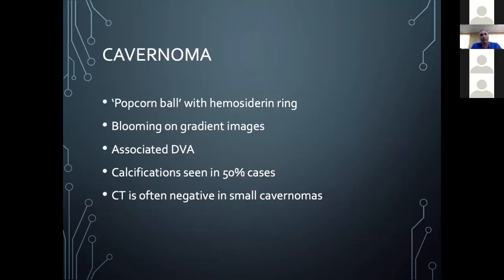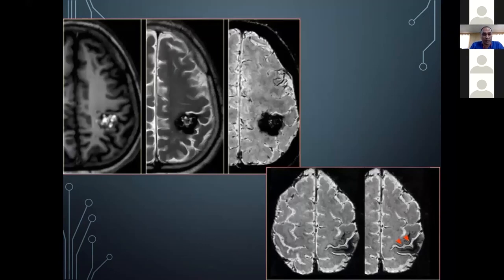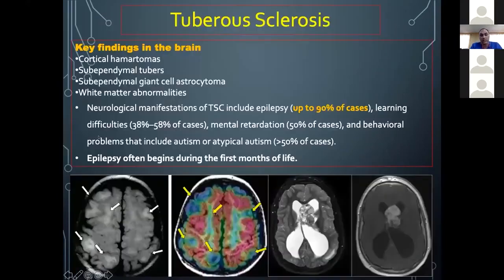Coming to cavernoma, they have a characteristic popcorn ball appearance with a hemosiderin ring blooming on gradient images, can have associated DVA, calcification can be present, and CT is often negative in small cavernomas. Otherwise, CT can show all those features which I enumerated. And for example, here this is a classical cavernoma picture. You can see there's a lot of blooming and susceptibility, and adjacent actually the blood has leaked and oozed into the adjacent brain parenchyma. You can also have a T1 hyperintense rim around the primary lesion, which is considered slightly characteristic.